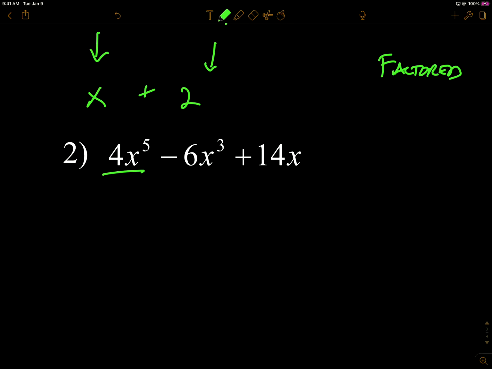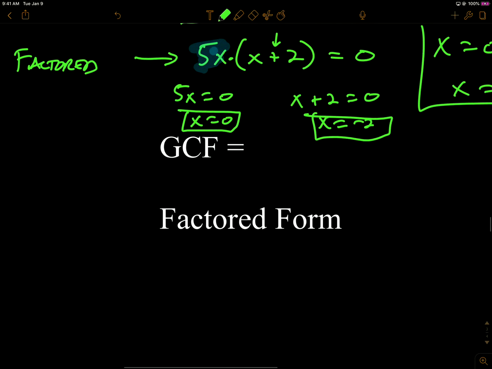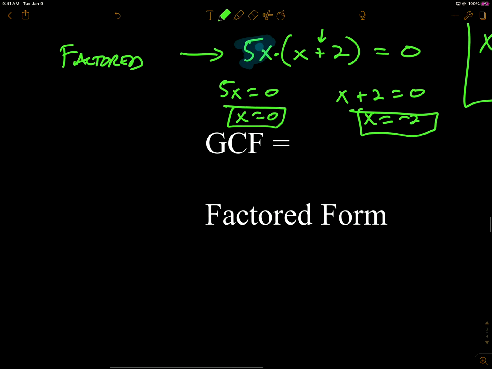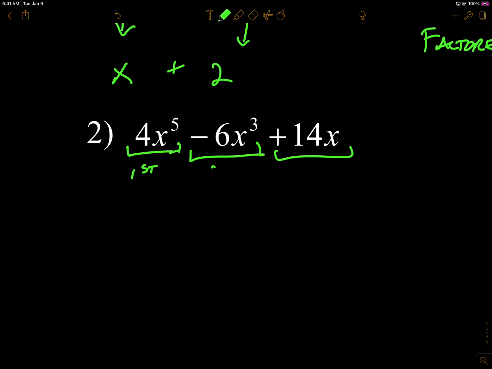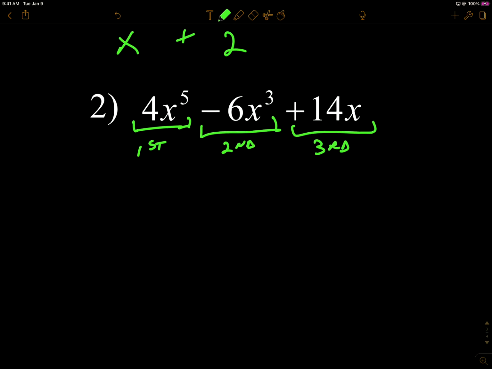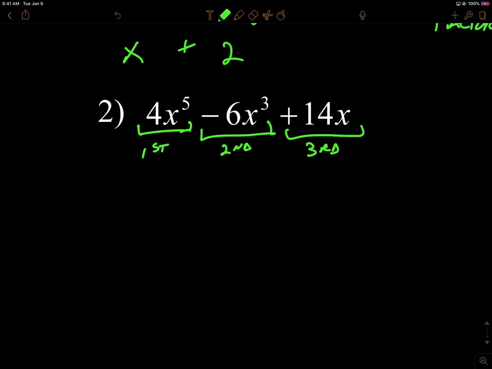Now this guy's got 3 terms. I'm not going to go through all these steps on the right. I think sometimes it could make it more complicated to write it in factored form. I'm going to show you how I think of it. So we've got 3 terms here. I have to decide what's my greatest common factor. And I'm going to write that down.